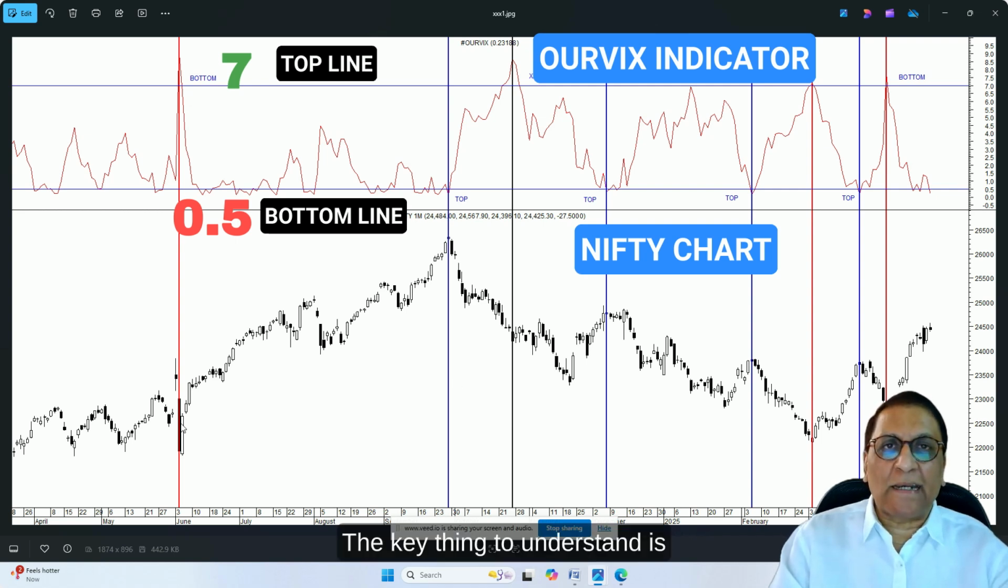The key thing to understand is the moment it goes above 7 in Nifty or goes below 0.5, you must now begin to take reversal patterns seriously. That is the key to using this indicator successfully.